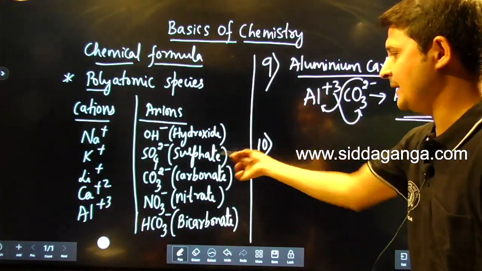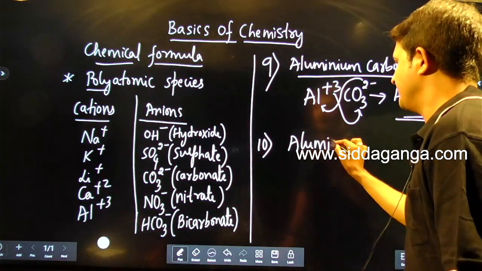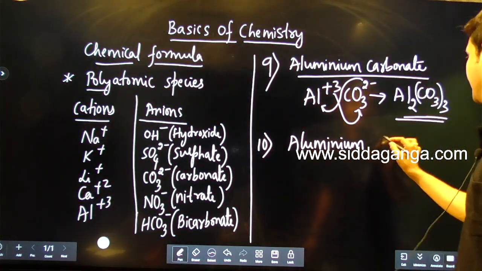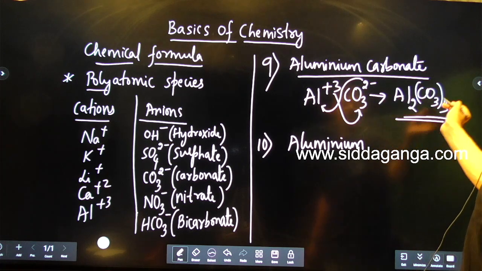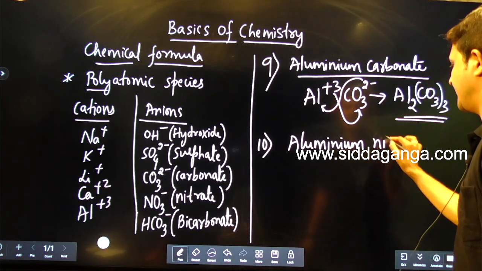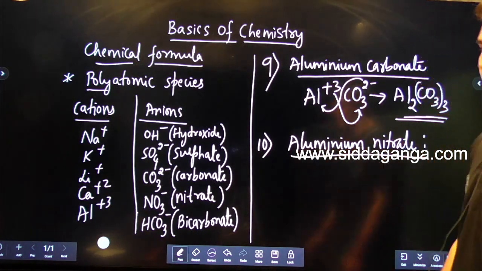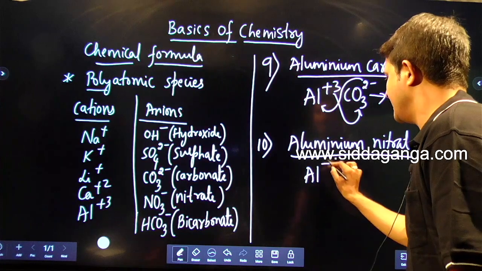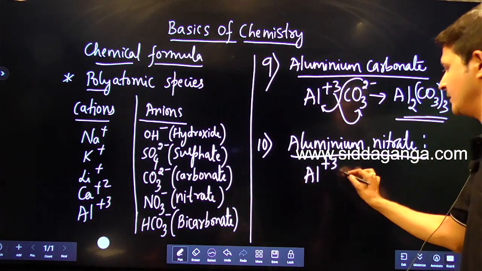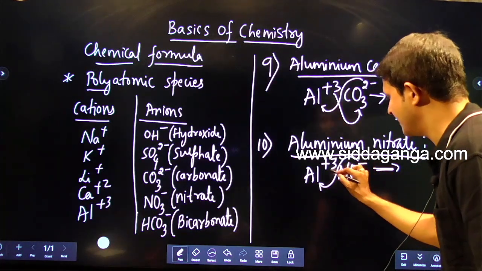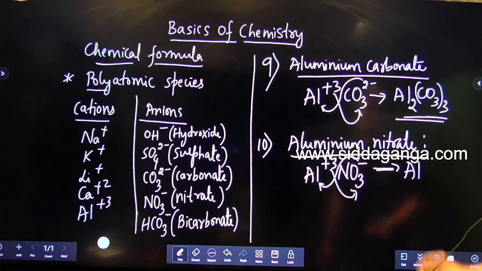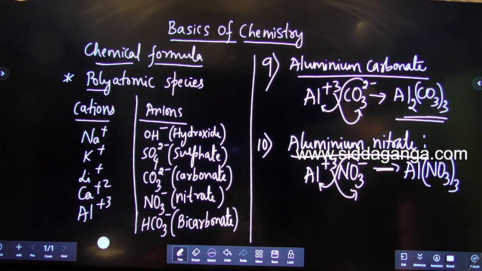Aluminium nitrate. Sorry, so this is Al2(CO3)3, correct. Aluminium nitrate. Aluminium is Al3+. Nitrate ion is NO3-. So the formula, this is 1 here, 3 here, Al(NO3)3, aluminium nitrate.